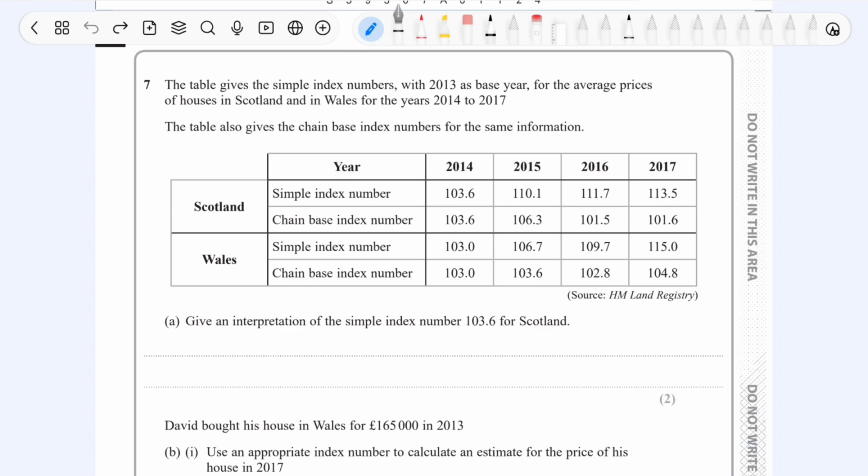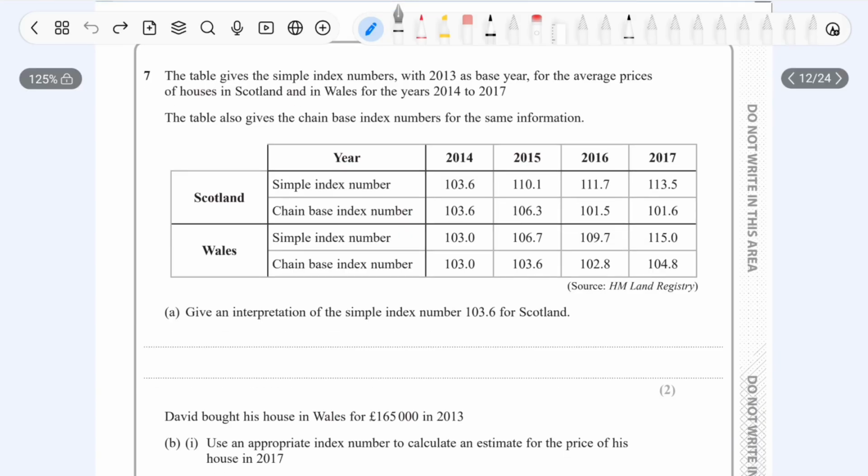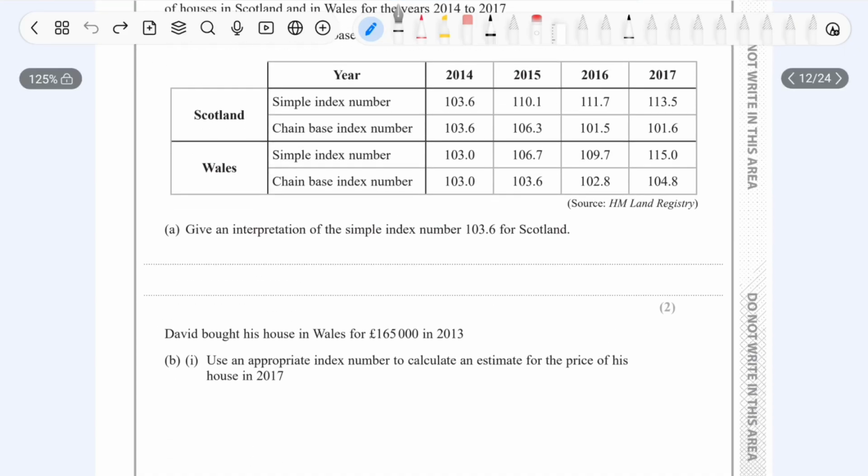The table gives the simple index numbers with 2013 as the base year for the average prices of houses in Scotland and in Wales for the years 2014 to 2017. The table also gives the chain-based index numbers for the same information, and here's all the data. Give an interpretation of the simple index number 103.6 for Scotland. So if we look at that on the table, that is this value here, simple index number in Scotland. Now what does this mean?